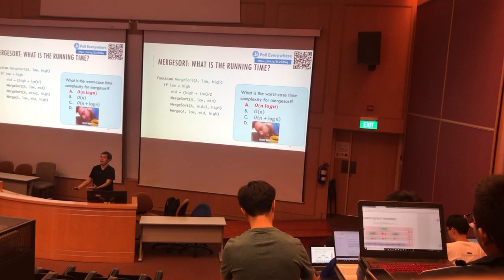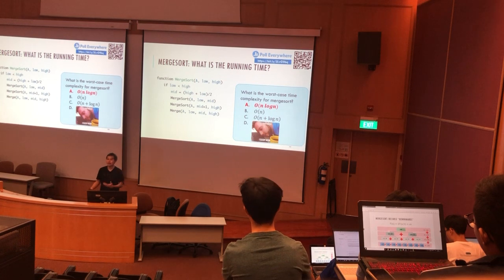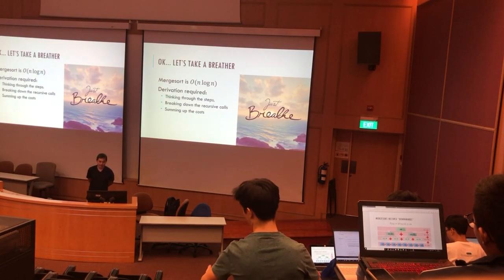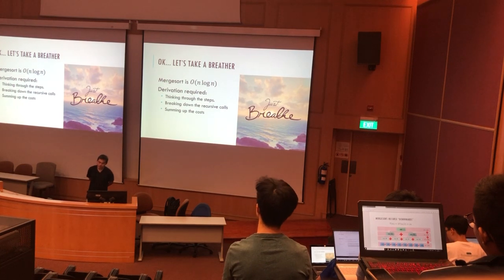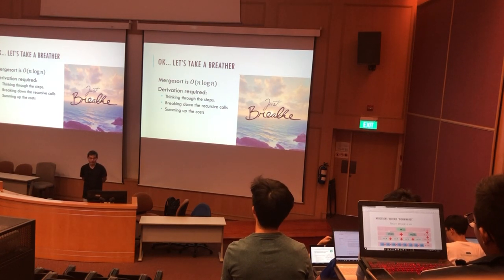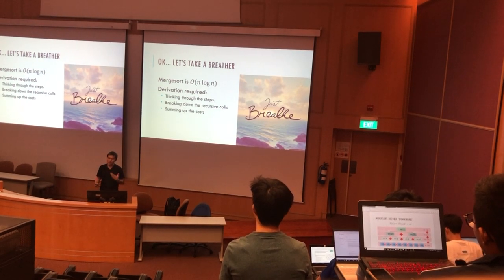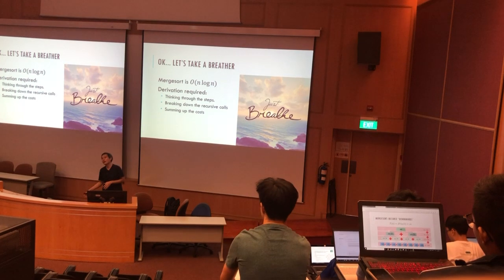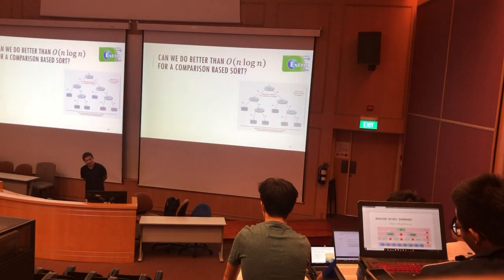So now you know a new technique for deriving solutions to this kind of recurrence relation. That took a bit of effort, but you now know that merge sort is O(n log n). The derivation basically requires you to think through the steps, break down the recursive calls, sum up all the costs at each level, and then figure out how many levels you need to go. Alright, so that's the basic idea.